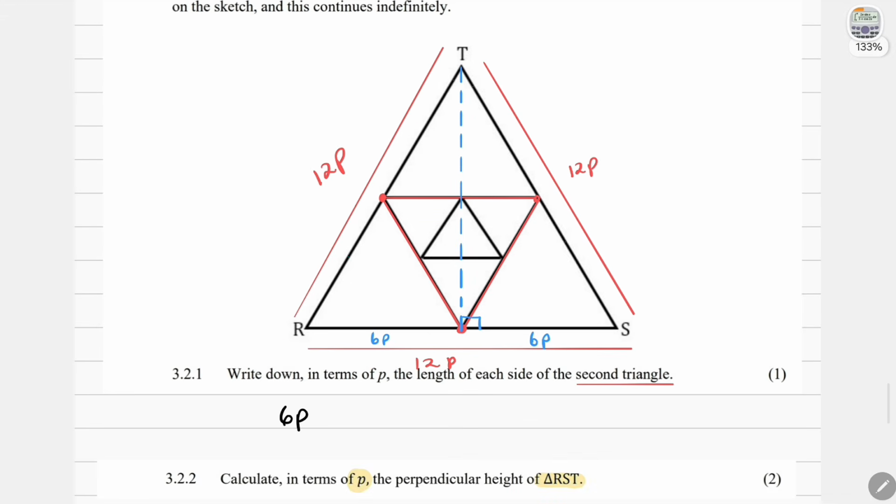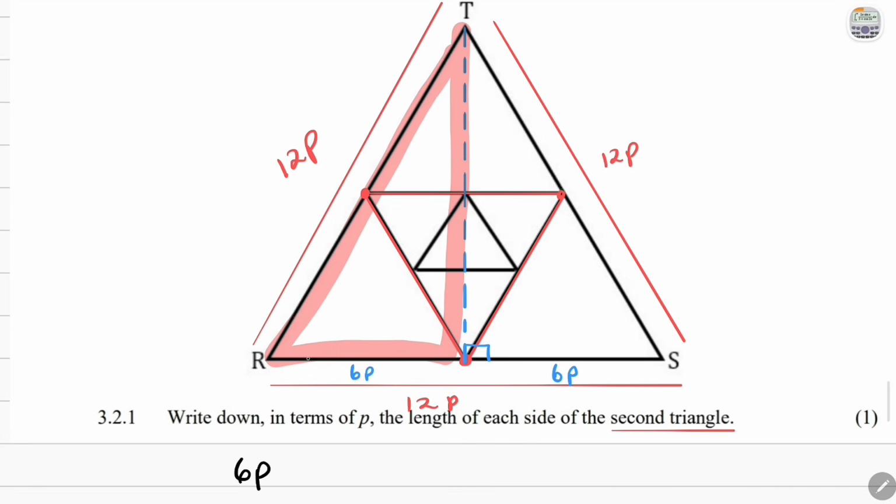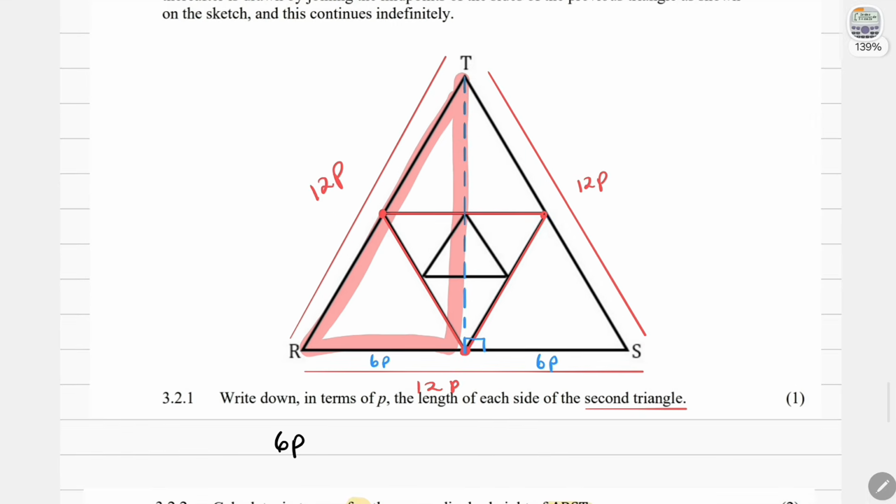Okay, we can find this by looking at half of the triangle. So looking at this triangle over here, we can see that the hypotenuse is 12p units, and the base of this triangle would be half of that 12p, so that's 6p. Okay, so we can just use Pythagoras to find this.